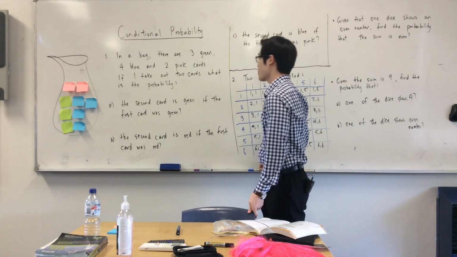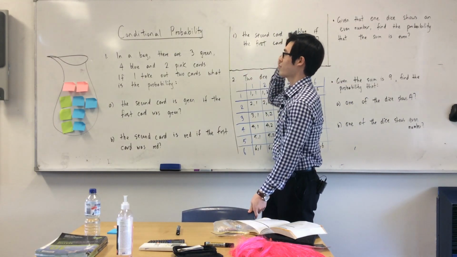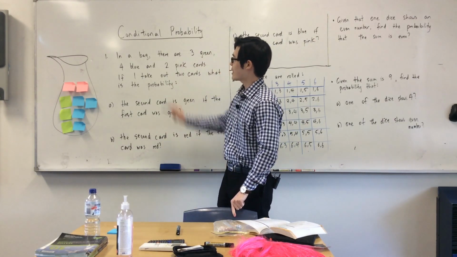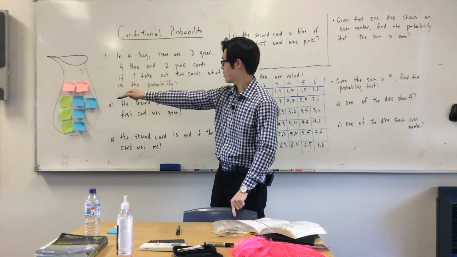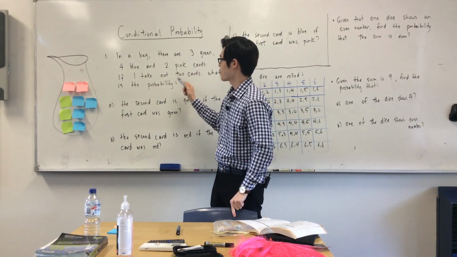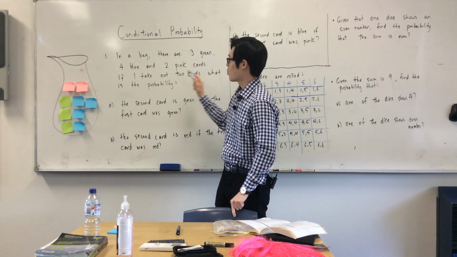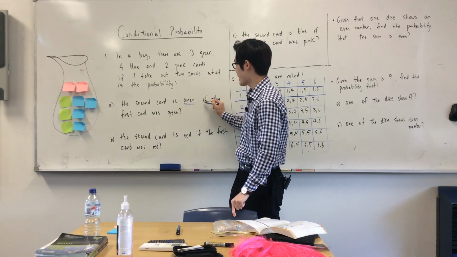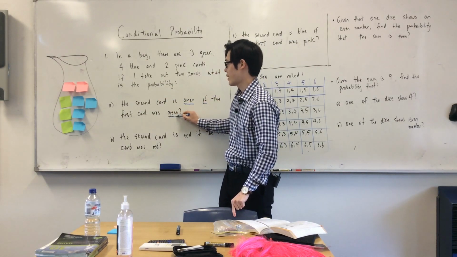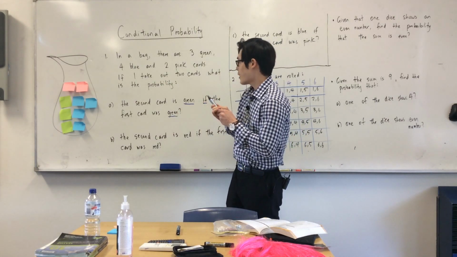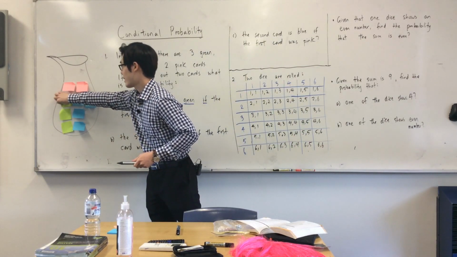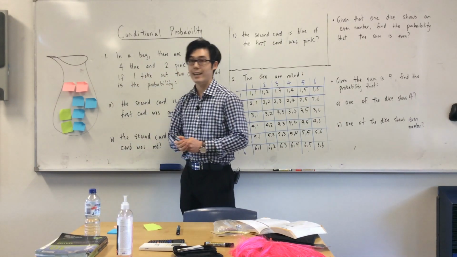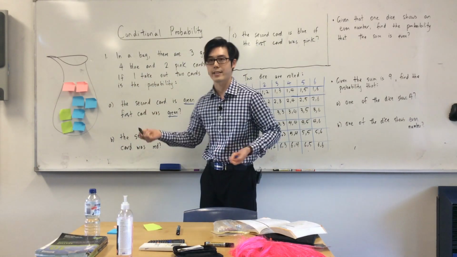Right, conditional probability. Before I explain what that is, it's best if I explain it through a question. In a bag, there are 3 green, 4 blue, and 2 pink cards. If I take out 2 cards, what is the probability the second card is green if the first card was green? So what they're saying is, if I chose a green card in the beginning, what's the probability of choosing a green card now? How many green cards are there?